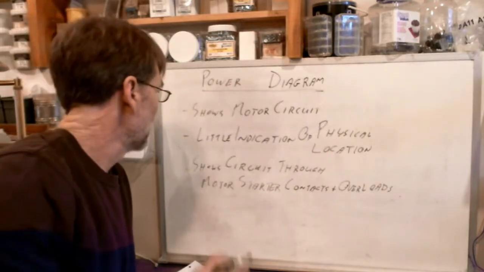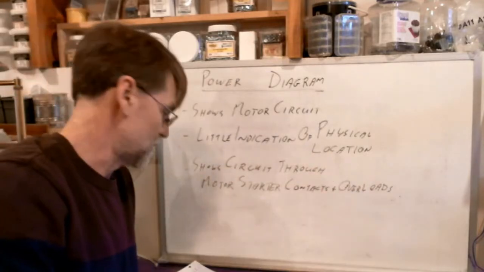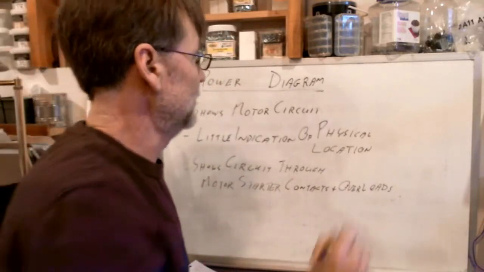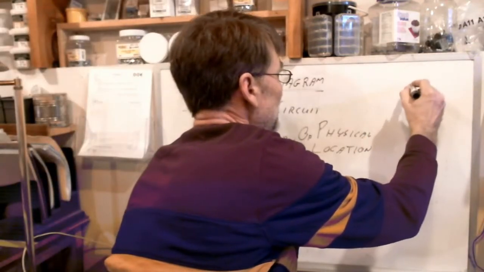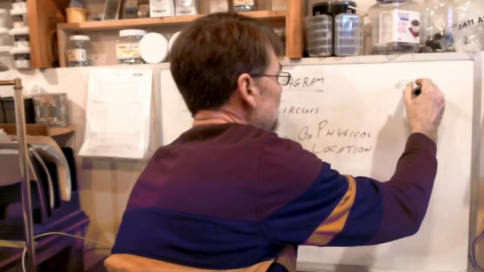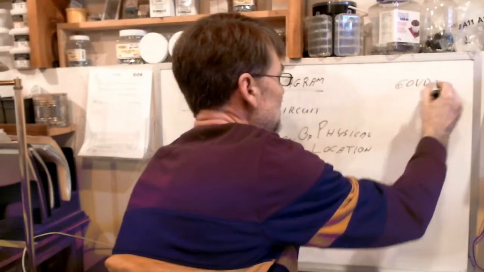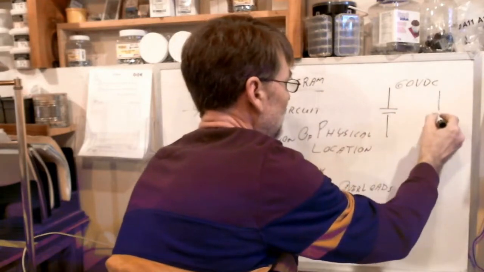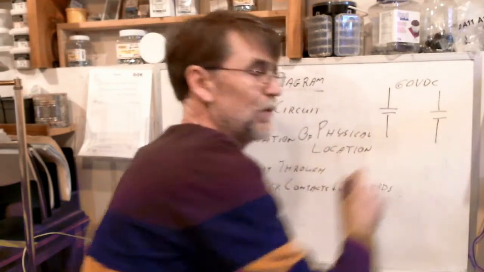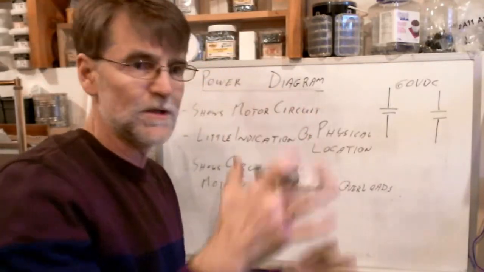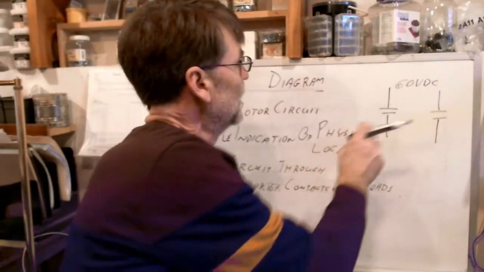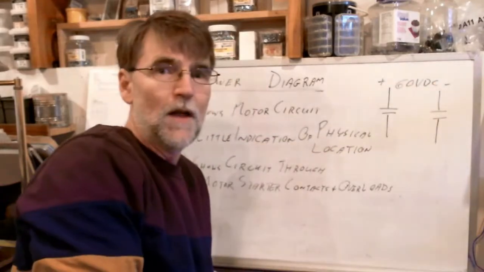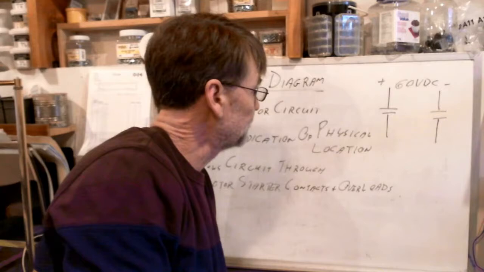Okay, so those are things that you're going to learn about on Wednesday. But that's really all the power diagram includes. So let's say we have 60 volts DC as our power supply. We go down through a contact, maybe a couple of contacts, and there are reasons for doing this, which we'll get into later. They control both the positive and the negative lines of our DC circuit.